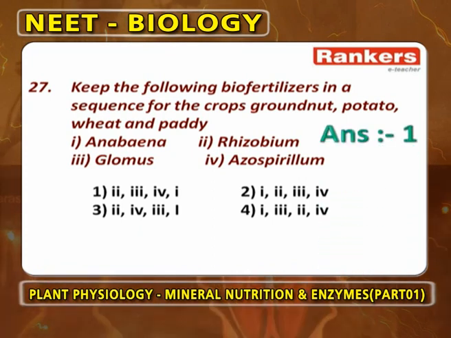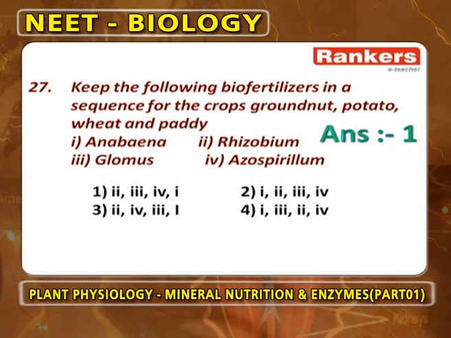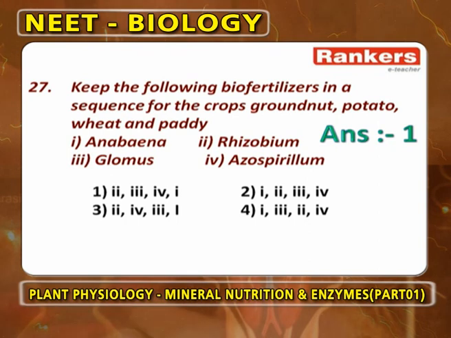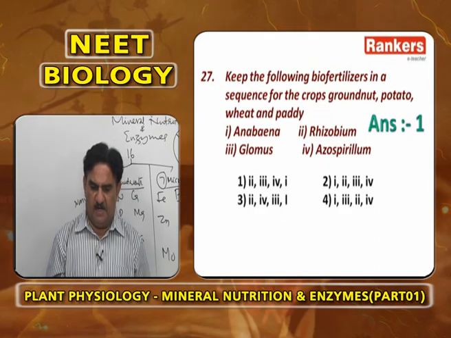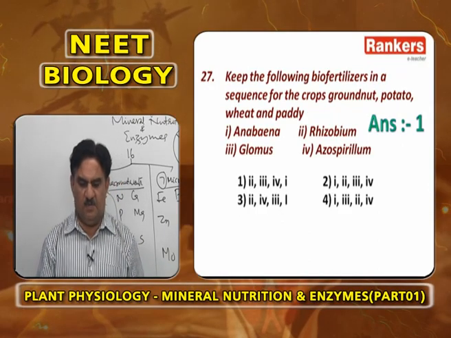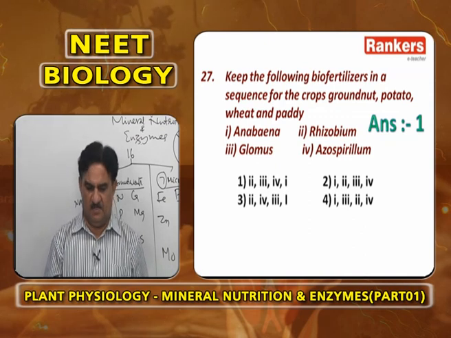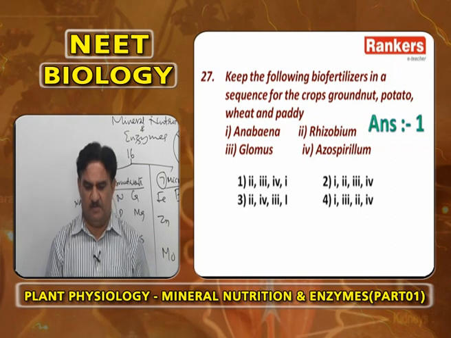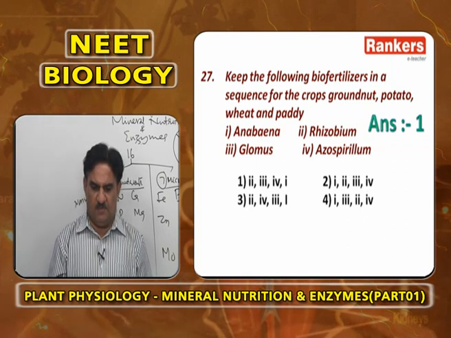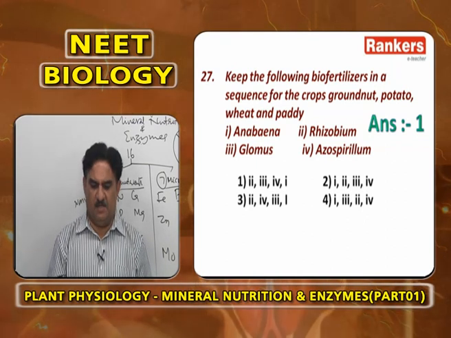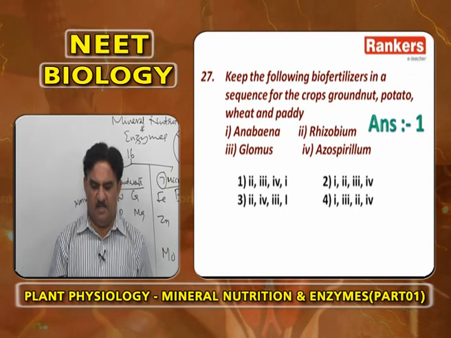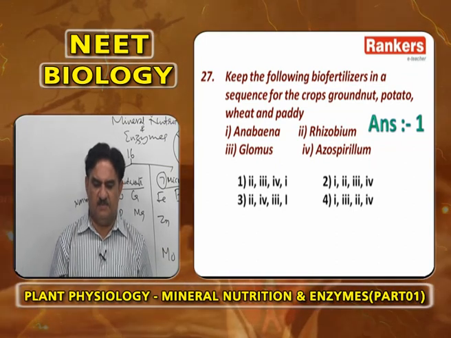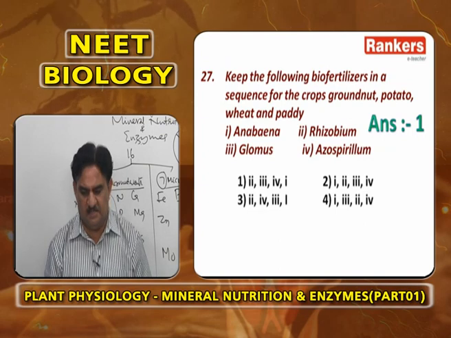Now, keep the following biofertilizers in a sequence for the crops of groundnut, potato, wheat, paddy. Second one, Rhizobium is for groundnut. Third one, Glomus is for potato. Fourth one, Azospirillum is for wheat and Anabaena is for paddy. So the sequence is, for groundnut it is Rhizobium.